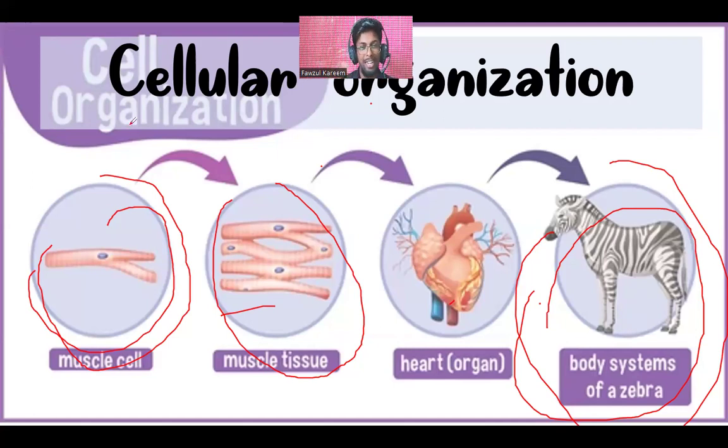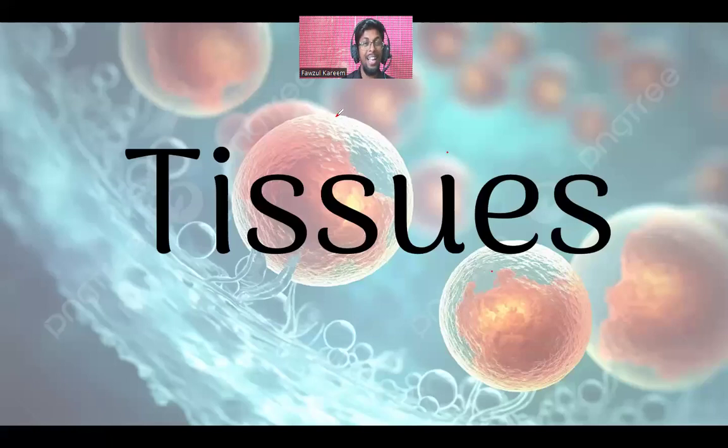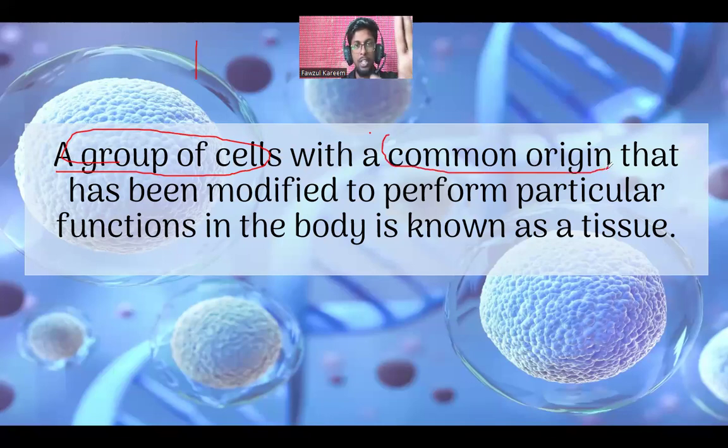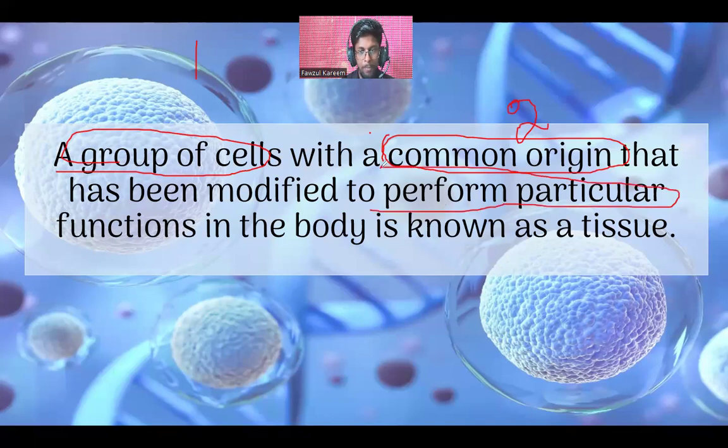But now you are in grade 11. Now you can't say it like that. There is another term that you must add. A group of cells, point number 1. And point number 2, with a common origin. Wait, I will explain all the terms. I'm going to bracket all those things. So the second point is common origin, that has been modified to perform a particular function, fact number 3. So in this definition, you have 3 facts that you must add.